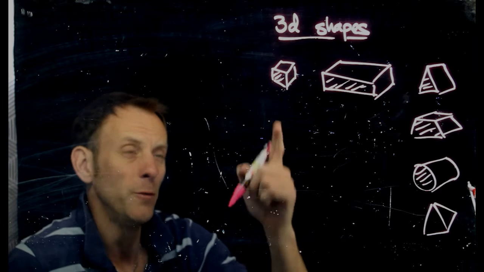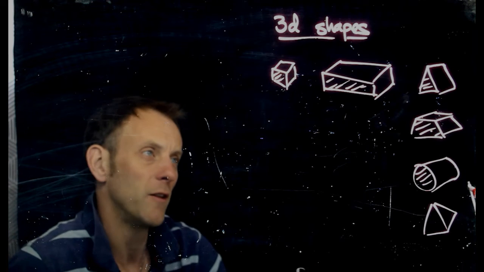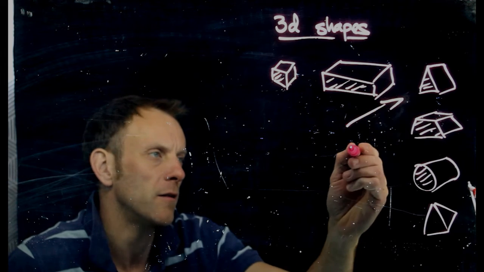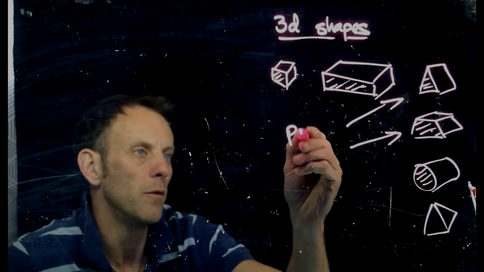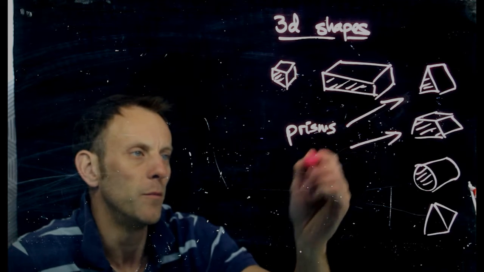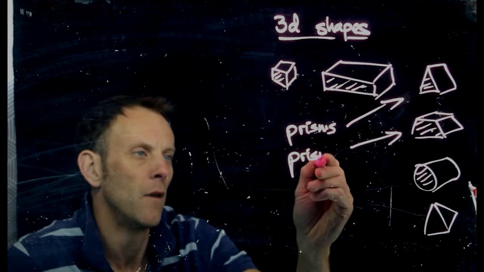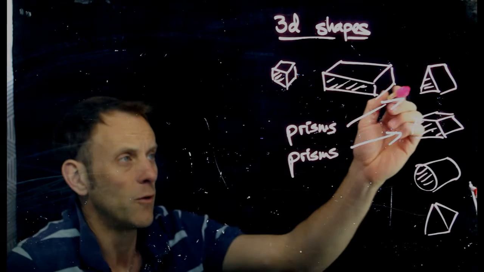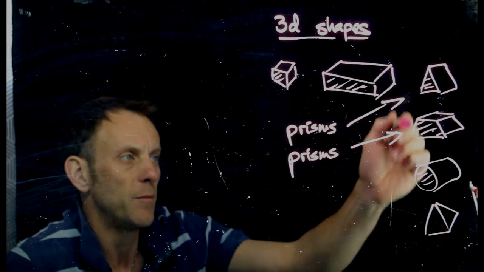3D shapes part 2. We've already talked about the cube and the cuboid. We've got a few new shapes to add into the mix. These two are both known as prisms. What makes them prisms is that they have a cross section, which is the shaded bit at the front.